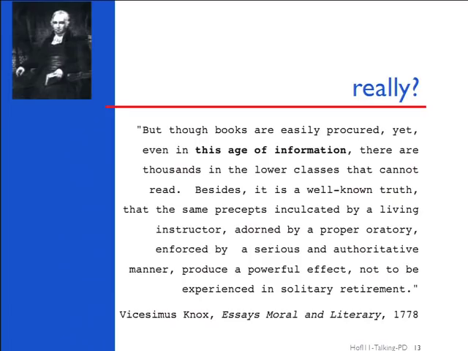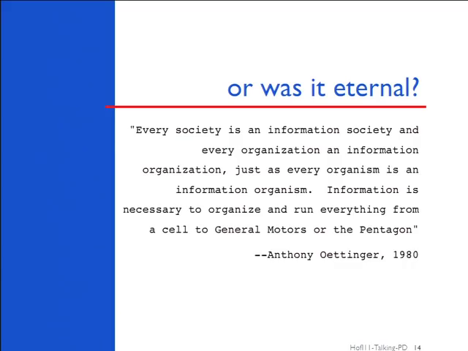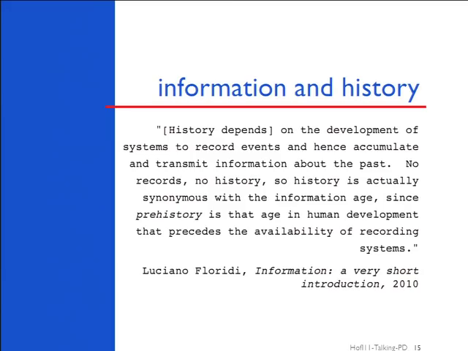And then there's another way in which someone like Anthony Ottinger will say, echoing that point, every age and every organization is an information organization. Every society is an information one. And that argument is made to some degree by Floridi, a philosopher of information, who said, history depends on the development of systems to record events and hence accumulate and transmit information about the past. If we don't have a recording system, as people said, it's all about storage, we don't have an information system. So, no records, no history. So for those doing history of information, history is actually synonymous with the information age.